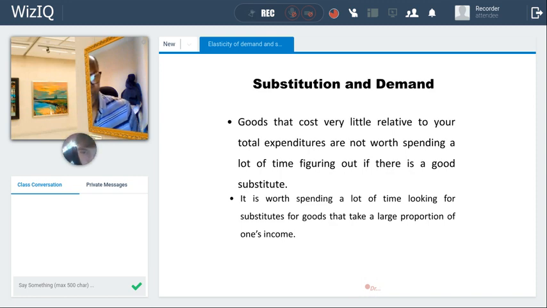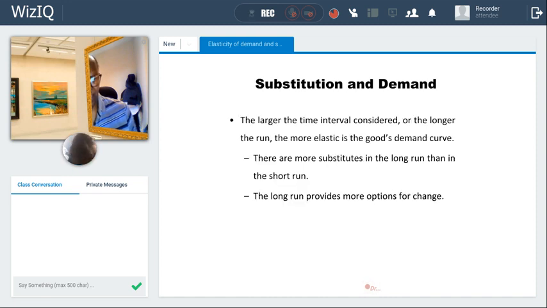Goods that cost very little relative to your total expenditure are not worth spending a lot of time figuring out if there's a good substitute. It is worth spending a lot of time looking for substitutes for goods that take a larger proportion of one's income, because you want to find the cheapest option when you're spending that money. The longer the time interval considered, or the longer the run, the more elastic is the good's demand curve. There are more substitutes in the long run than in the short run. The long run provides more options for change.